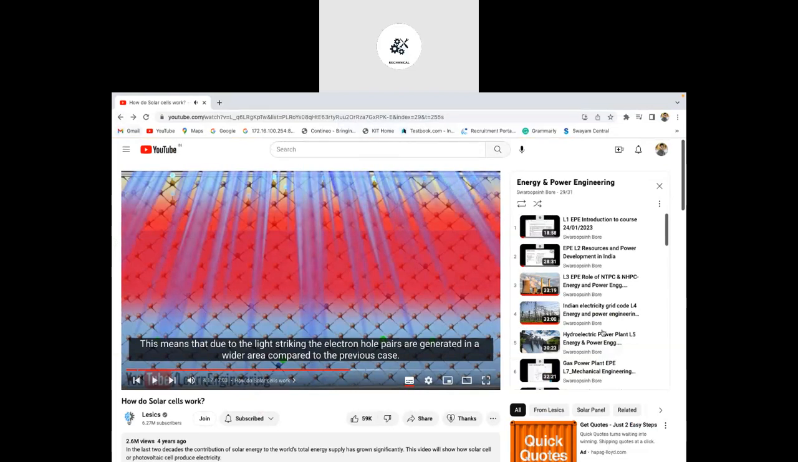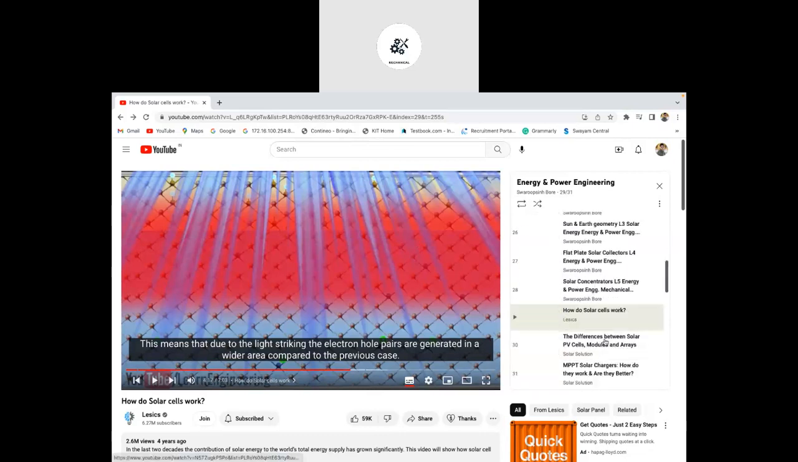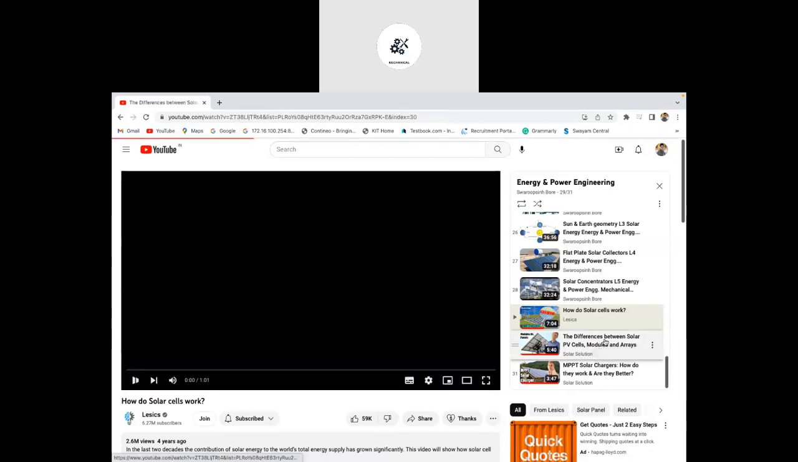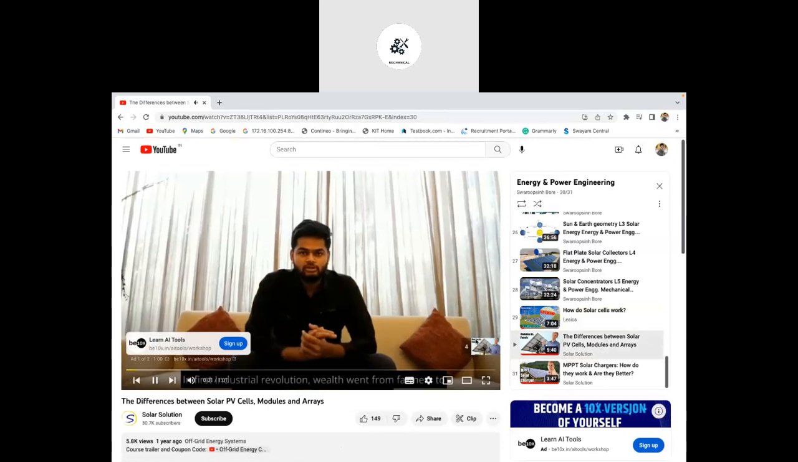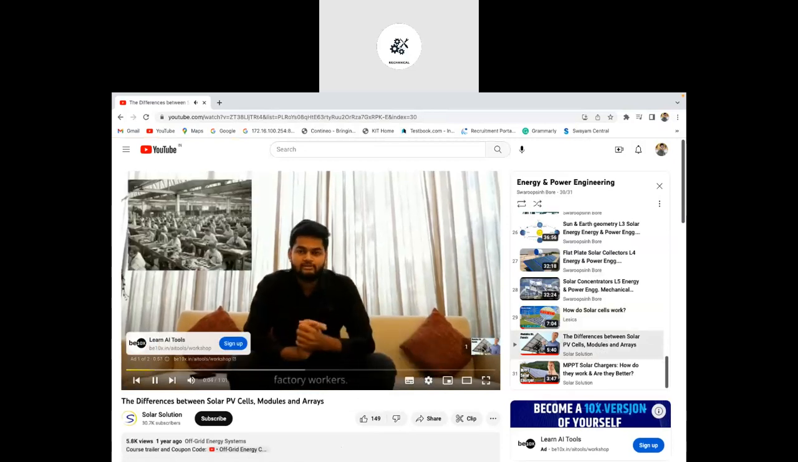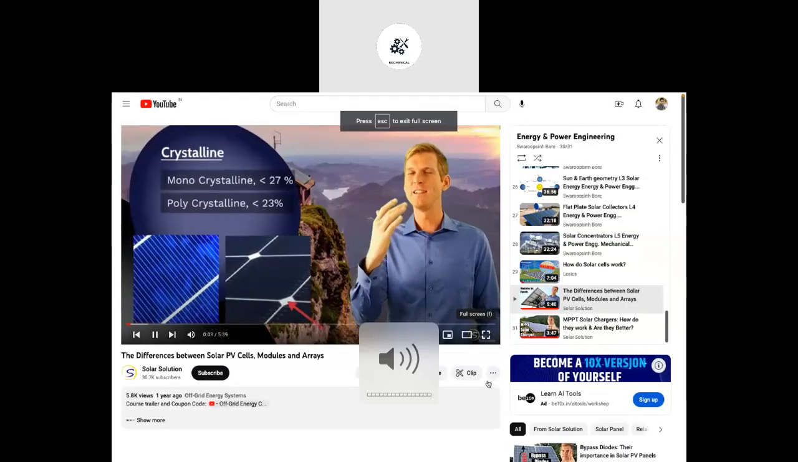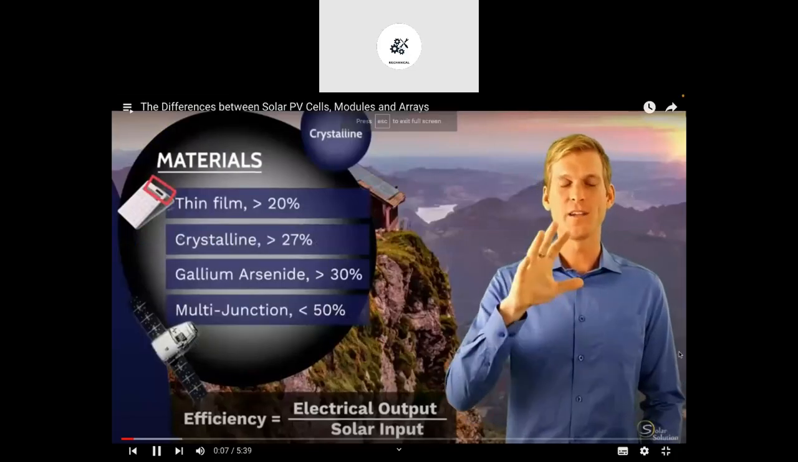Okay, so you understand the working of the solar cell, how the light striking the solar cell is going to work, and what the PN junction diode is, and other things. Then another important thing is the difference between solar array, solar module, and the solar PV panel, and how those are connected in series and parallel connection. Just see this other video so you will understand.